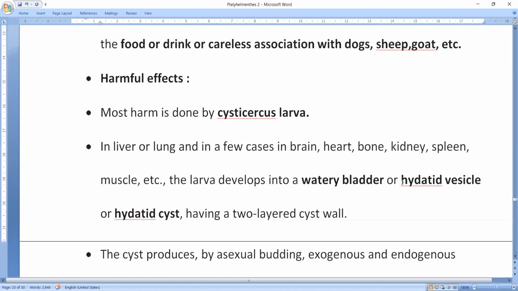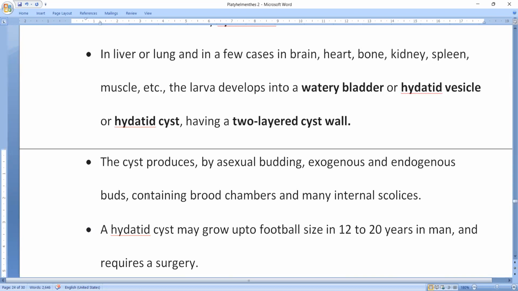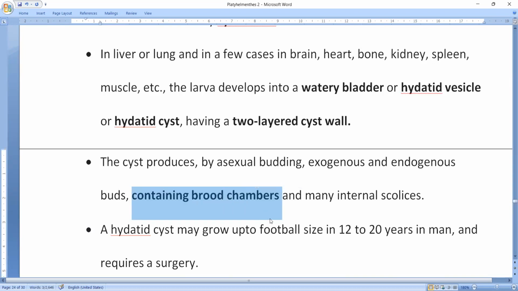Because it contains water, a bladder with water, that is called hydatid vesicle, or you can also call it hydatid cyst. It is surrounded by a two layered cyst wall. The cyst produces by asexual budding, exogenous and endogenous buds, containing brood chambers and many internal scolices. Scolices means scolexes, plural of scolex. So a cyst locula produces many brood chambers and many internal scolexes.